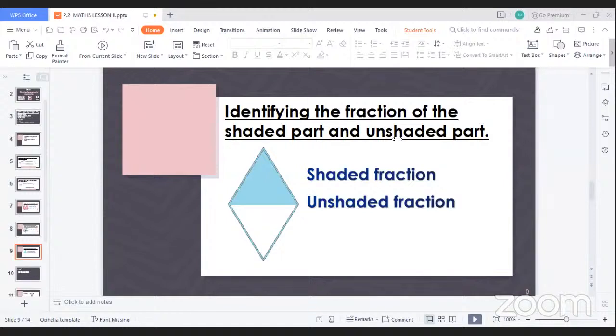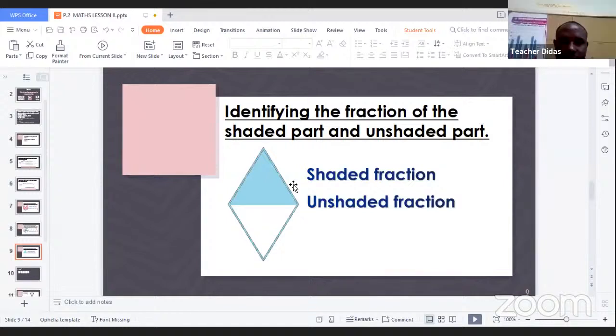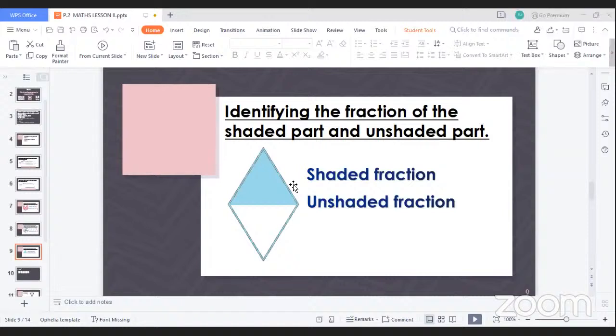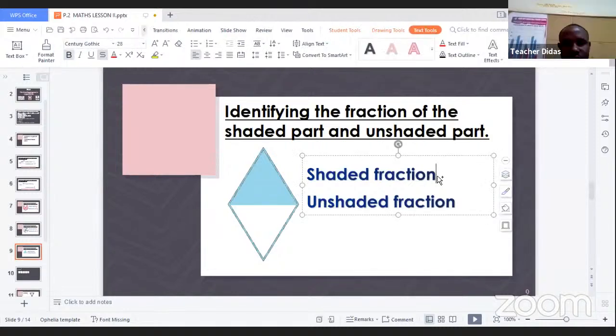I'm fine. Are you seeing my fraction, my diagram? Are you seeing it? Yes. Okay, what do we do? I need the shaded and the unshaded ones.